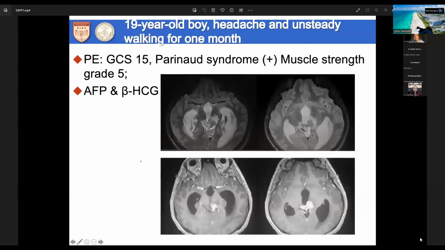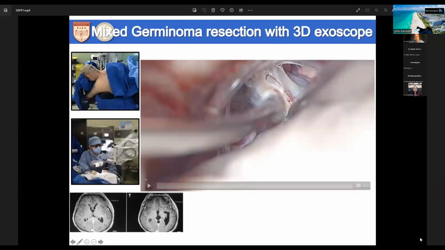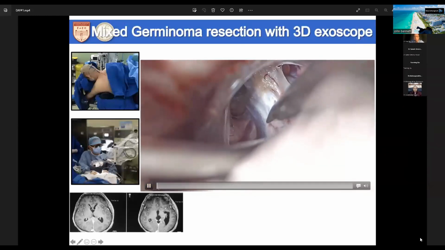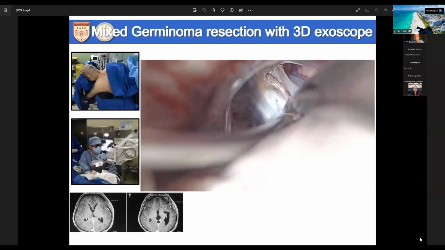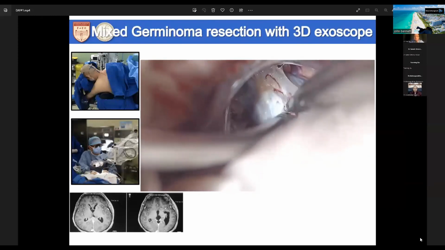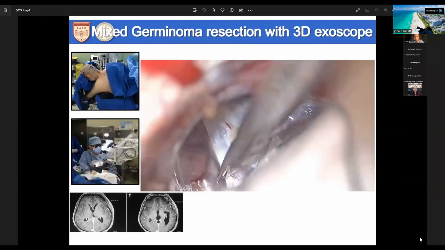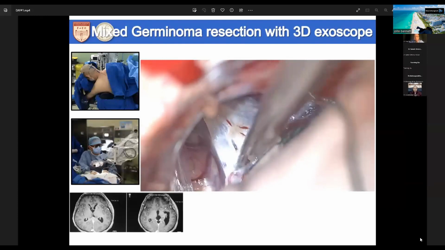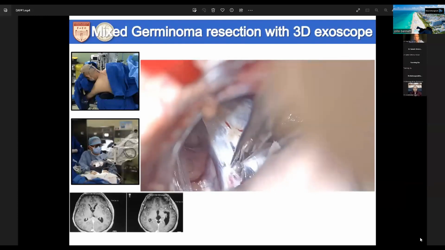The other case is a 19-year-old boy. He suffered from headache and unsteady walking for 1 month. You can see here, the tumor was adhered to the left thalamus. So this is also quite a challenging case. This is how we do the surgery here. First, we use the modified park bench approach, use gravity assistance, and also release the CSF from the macula cistern.